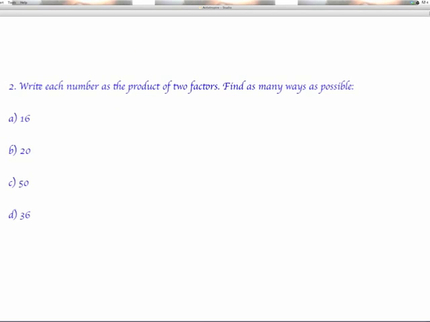Okay, you're going to write each number as a product of 2 factors, and you're going to find as many ways as possible. So if I have the number 16, all of my factors of 16 are going to be 1, 16, 2 and 8, and then 4 multiplied by itself gives me the 16. So writing that as a product of 2 factors, I can have 1 times 16, I can have 2 times 8, and I can have 4 times 4.